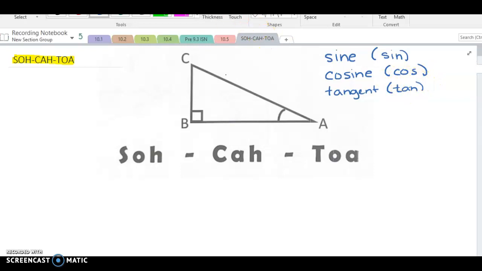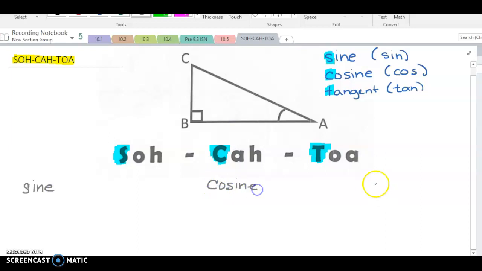Notice if you look at SOH-CAH-TOA, S, C, and T. Up here, this is S, C, and T. So the S, C, and T stand for sine, cosine, and the T stands for tangent.